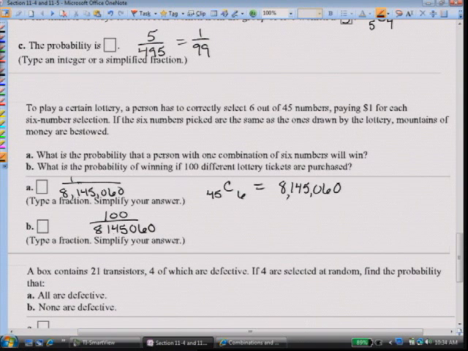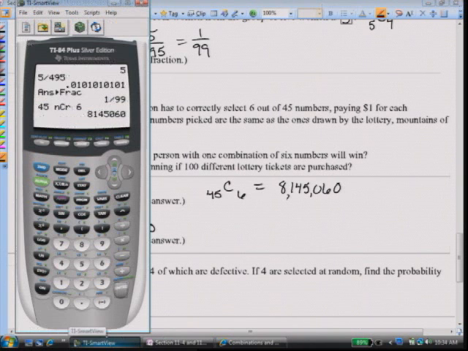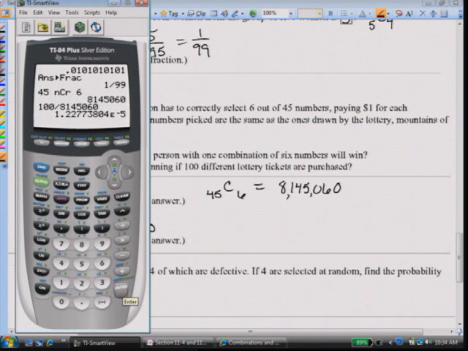You can reduce this, and actually this one won't reduce in your calculator. It's such a small number. Watch. If I do 100 divided by 8,145,060, that is a scientific notation. That means move your decimal to the left 5 places. So this number is 0.00001. That's the chances. That's the probability.